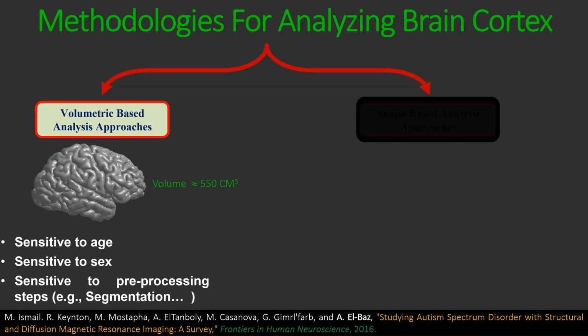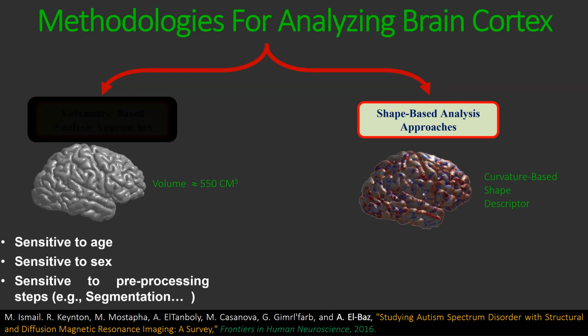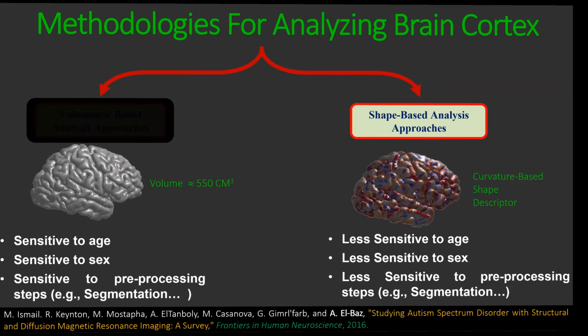One of them is the age. The second one is sex, whether this is male or female. Also the pre-processing. So we said we need some other metrics that are less sensitive to the age, less sensitive to the sex, and less sensitive to the pre-processing. And we're going to use what is called a shape descriptor, or morphology descriptor, or anatomy descriptor. And this is what we did.